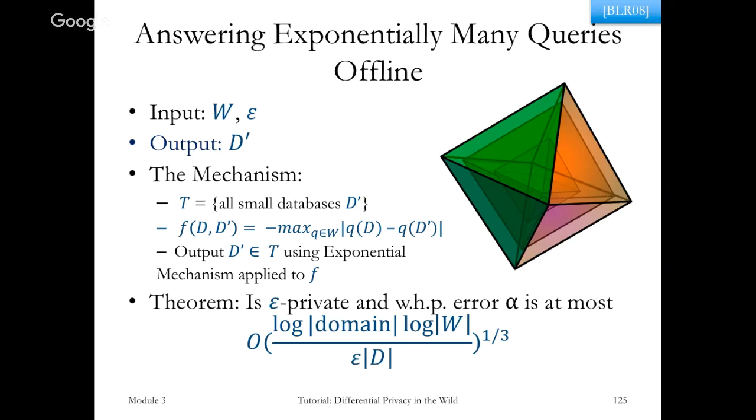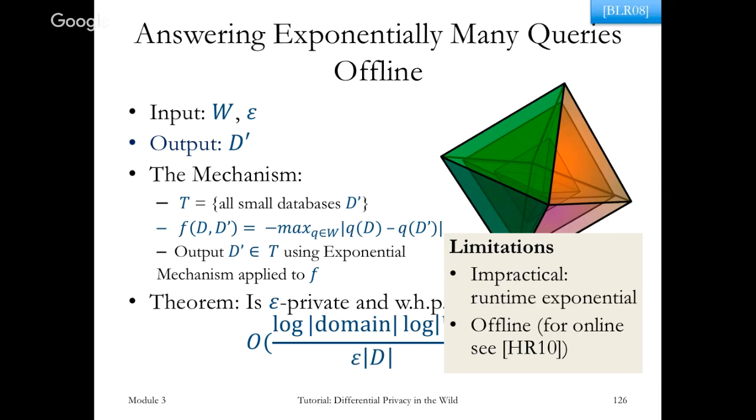The focus of this tutorial is differential privacy in the wild, and this is not a practical algorithm because it requires enumerating all possible databases, so it has exponential runtime. We'll look at more practical techniques in a second. Another limitation is that it's offline only. If you're interested in the online setting where queries arrive over time, there's another result by Hart and Rothblum that develops a technique that allows you to answer exponentially many online queries. But I won't go over the details of that.